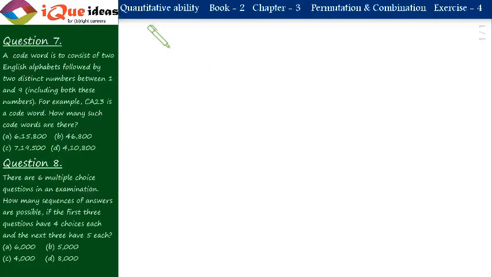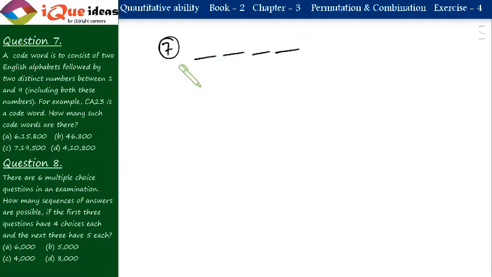Now let's take the next question, question number 7. Read the question carefully. It says a code word is to consist of 2 English alphabets followed by 2 distinct numbers between 1 and 9, including these numbers. For example, CA23 is a code word. How many such code words are there? So 1 place for a letter, 1 place for a letter, 1 place for a digit and 1 place for a digit. This is how it has to be done.